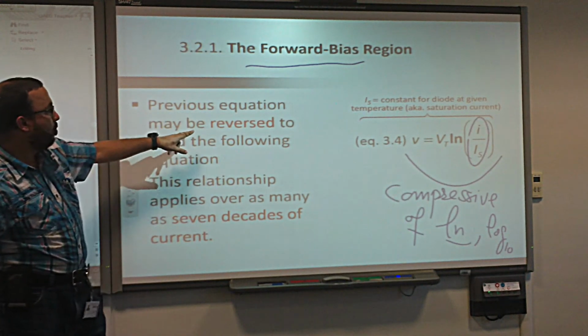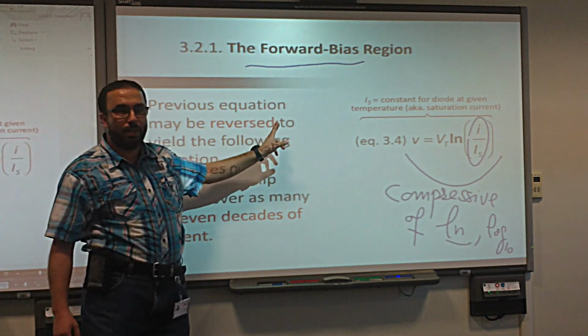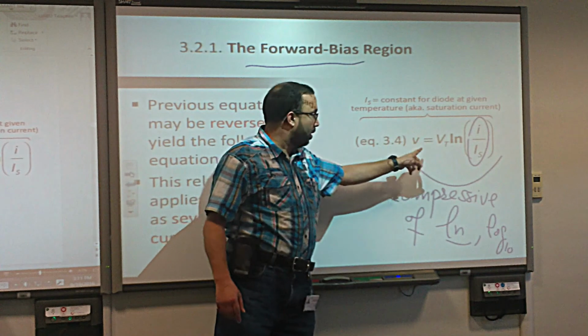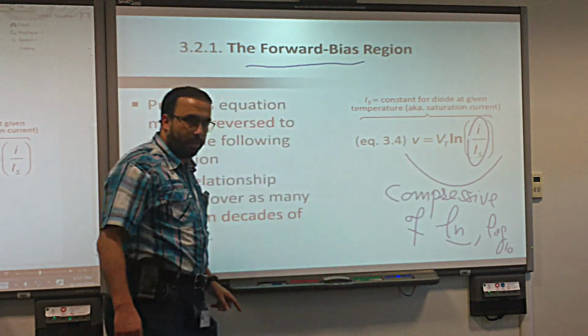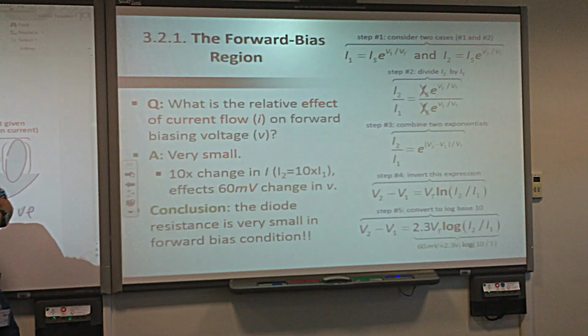The previous equation may be reversed to yield the following equation. Reversed. It's not the reverse bias. Reversed means instead of finding the current from the voltage, we are finding the voltage from the current. Do you understand? It's not the reverse current.